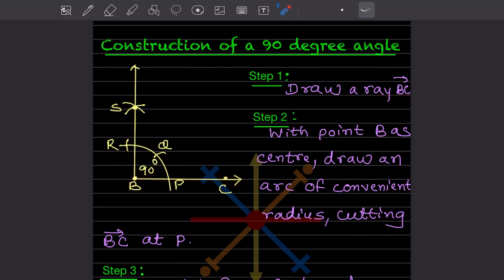Then what will you do with step 2? With point B as the center, you are going to take this point and draw an arc of convenient radius, same as what you did for that one.